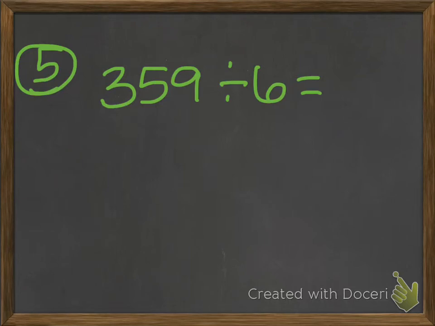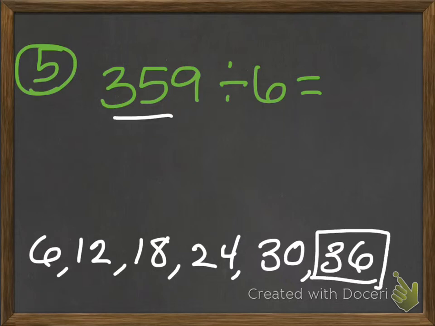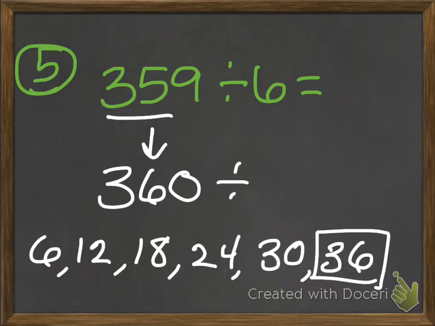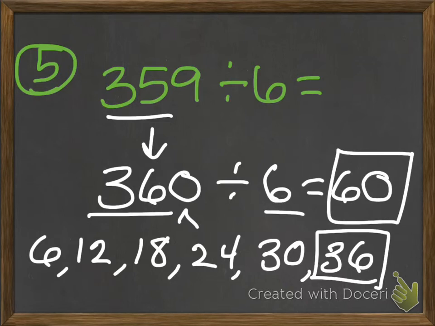Number 5, 359 divided by 6. Okay, so once again, I'm going to think about my multiples of 6. They are 6, 12, 18, 24, 30, 36. Oh, I can stop right there because 36 is very close to 35. So 359, I'm going to use the compatible number 360 and divide that by 6. 36 divided by 6 is 6. I know this because 6 times 6 is 36. I tack on that 0, and then I get 60. So 359 divided by 6 is about 60.